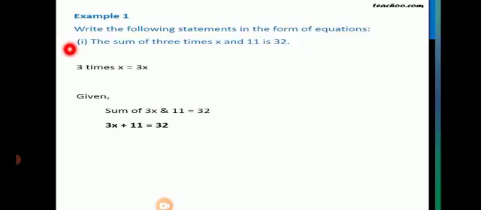Let's see the first example. Write the given statement in the form of an equation. The sum of 3 times x and 11 is 32. The meaning of 3 times x is 3 multiplied by x. The sum of 3 times x is 3x. Sum means we have to add, that is plus 11, and 'is' means equality. 32 means 32. That is, 3x plus 11 equals 32.